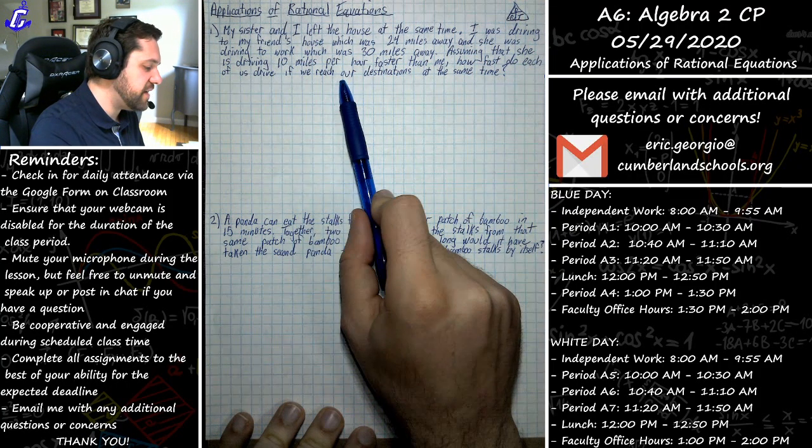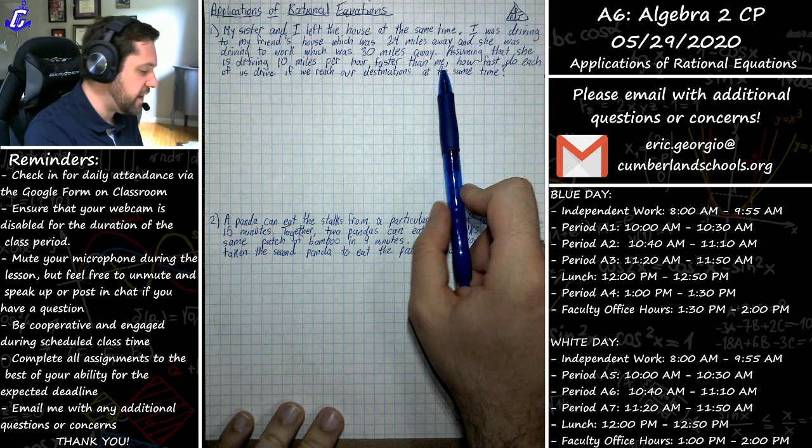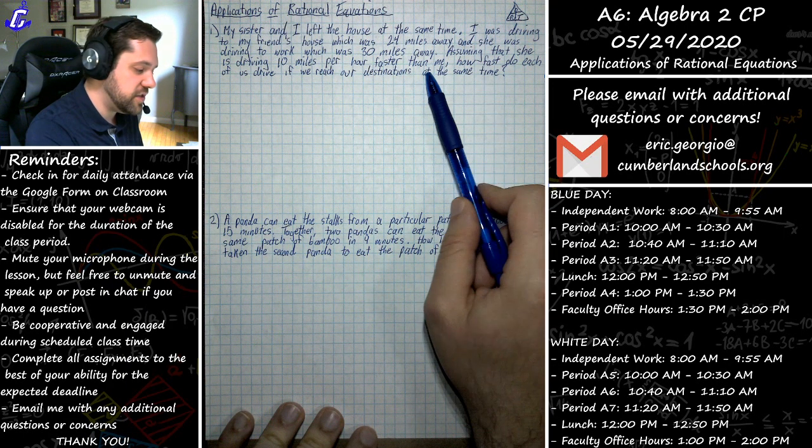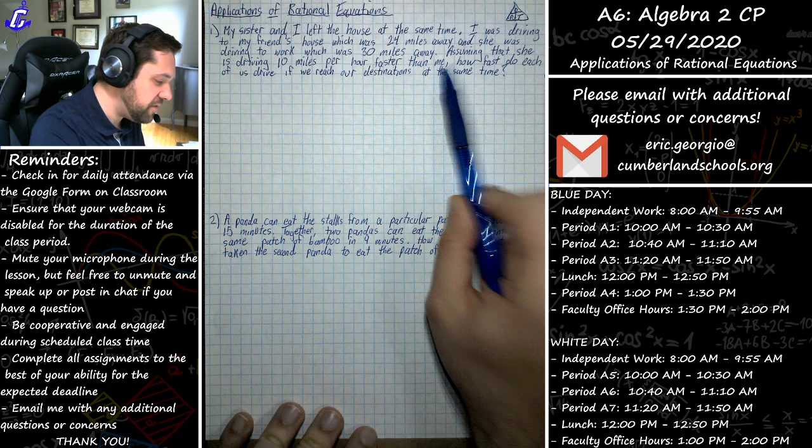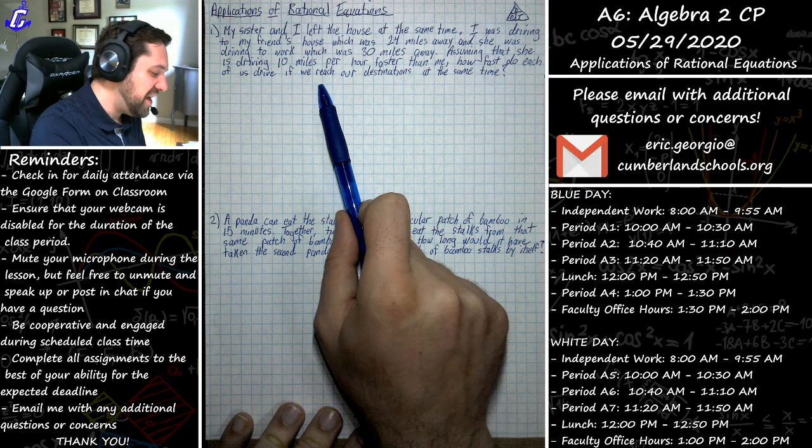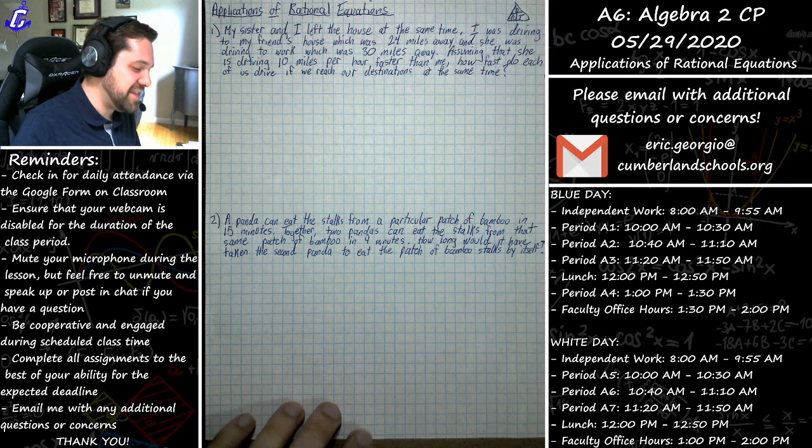Assuming that she is driving 10 miles per hour faster than me. True story, I do have a sister. I love her dearly, but she does drive faster than me. I hope she stays safe. How fast do each of us drive if we reach our destinations at the same time?